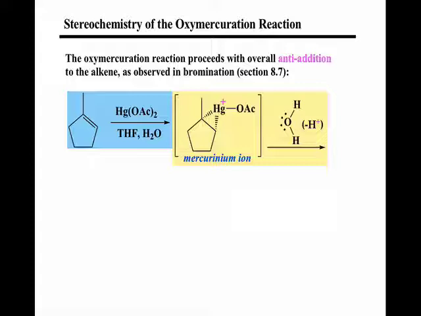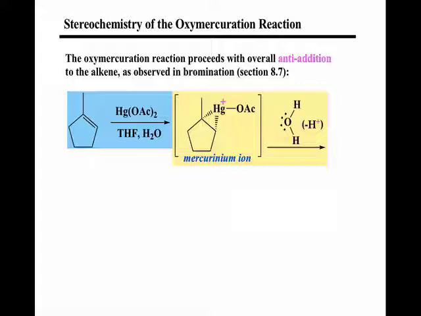It goes through a mercurinium ion, right? Mercury bears the formal positive charge. There is no carbocation, right? The way that we have it drawn here is a little strange. It makes it look like these two bonds are of equal length, but we know that that's not true. One of those bonds is weaker. And remember, weaker bonds are longer bonds.